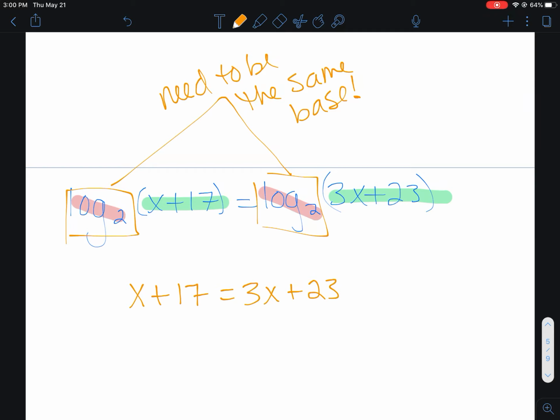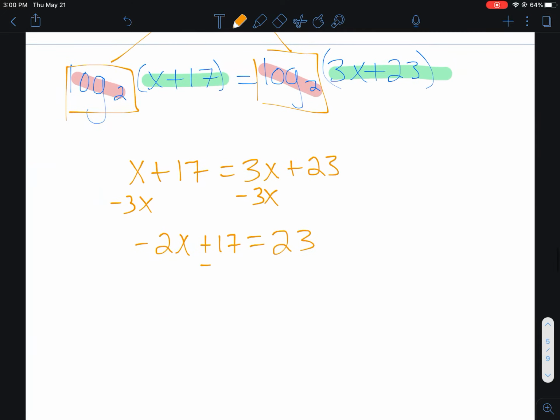But it sort of looks like we're canceling it out. So if that helps you keep it clearer in your mind, try that. And then we just have to solve this equation. Taking away 3x, negative 2x plus 17 is equal to 23. Take away 17. Negative 2x is equal to 6, divide by negative 2, and x is equal to negative 3.